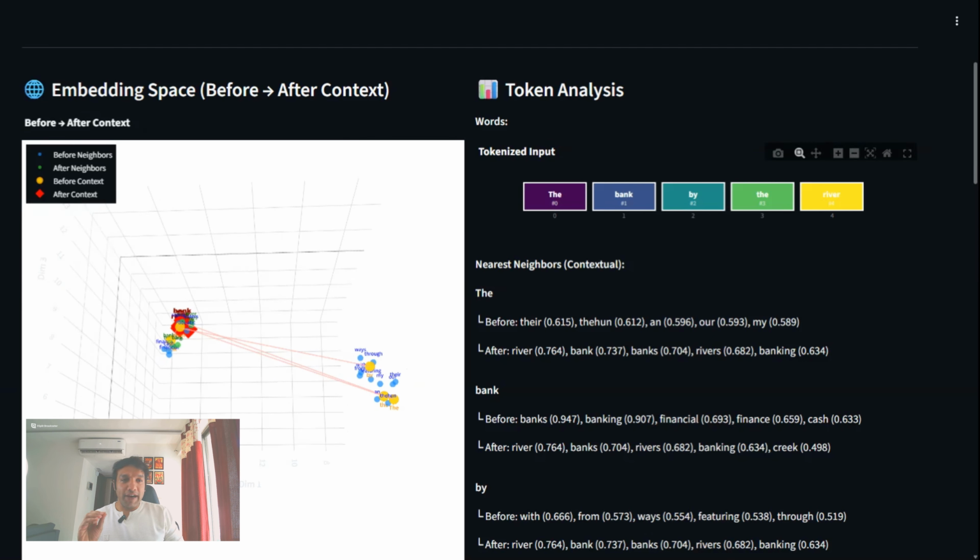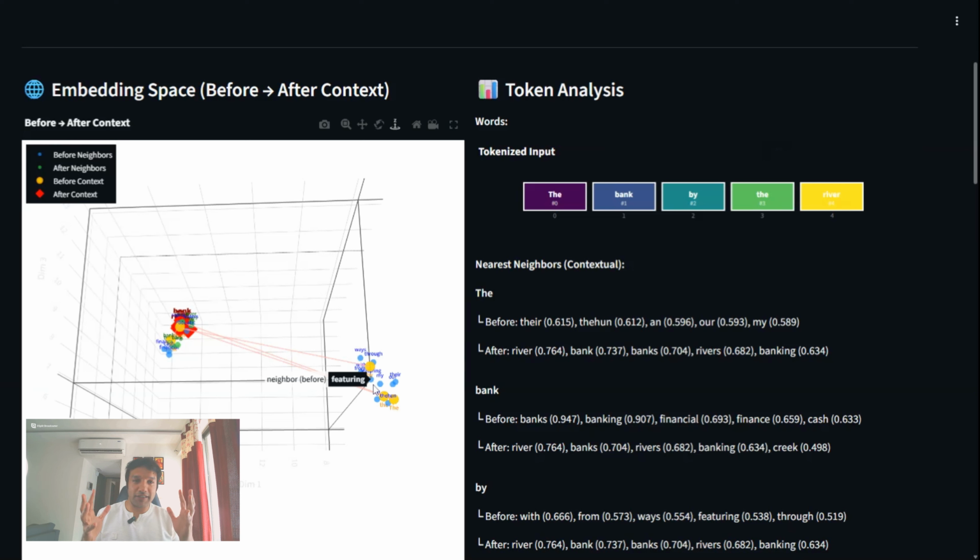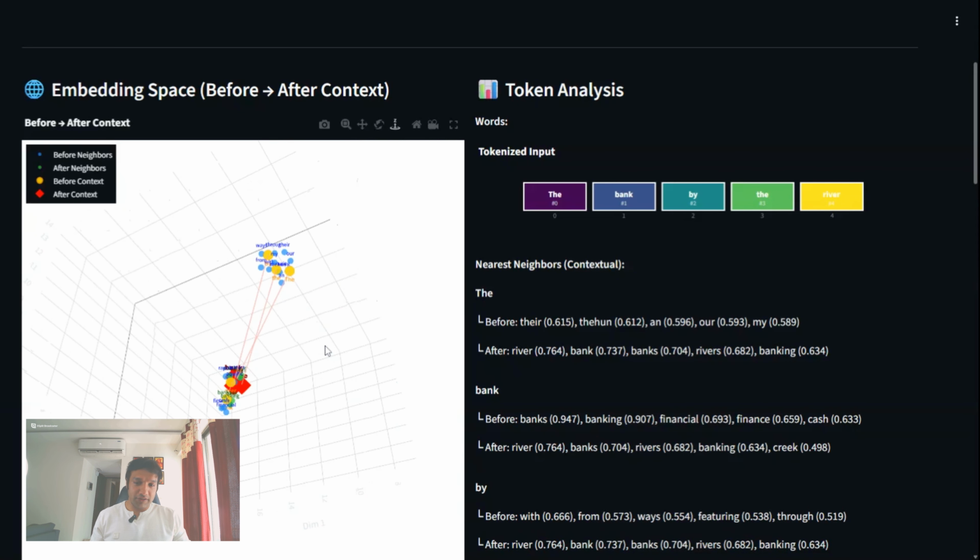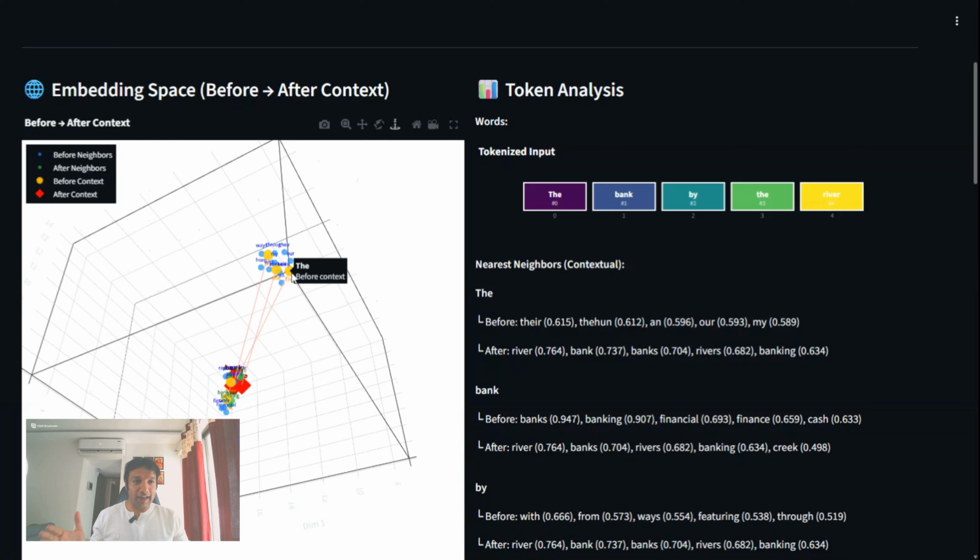The prompt included 5 words: the bank by the river, right? Now imagine a three-dimensional space, just like your standard coordinate geometry, where the position of each point can be explained by 3 coordinates or 3 number values, x, y, z. Now imagine you have taken a three-dimensional space and put all the words of the English language in it and clubbed all the similar meaning words together, right? Each word has its own x, y, z.